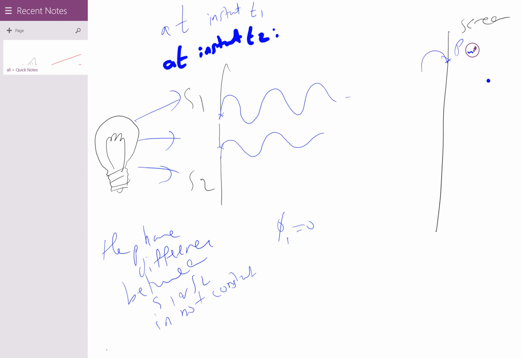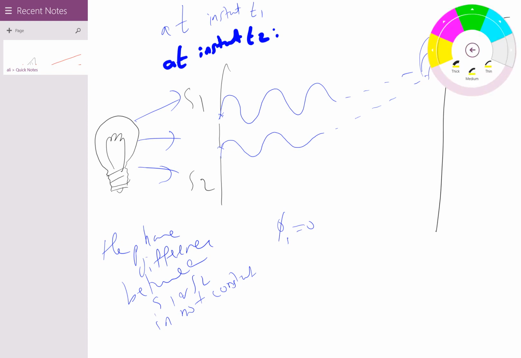Suppose that the wave coming from S1 reaches as a crest, and the wave coming from S2 reaches also as a crest. Therefore we have a crest added to a crest. Accordingly, on point P we will obtain constructive interference, and therefore point P is a bright fringe on the screen. This is at instant t1.